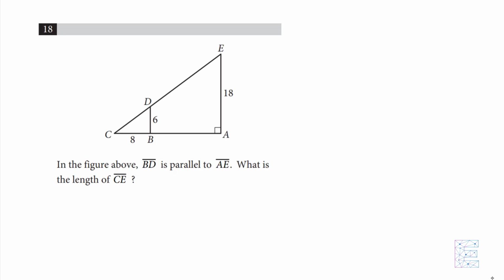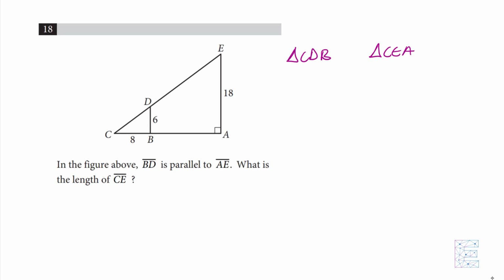We have the little one, which is CDB. So we can name this triangle CDB. And we have a bigger one, which is triangle CEA. So we can name this triangle CEA. Now, when you have two triangles, the concept behind this, usually on the SAT, is that these triangles are similar.